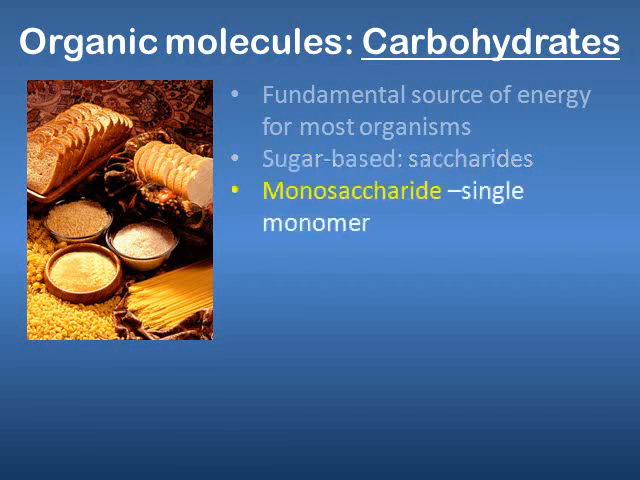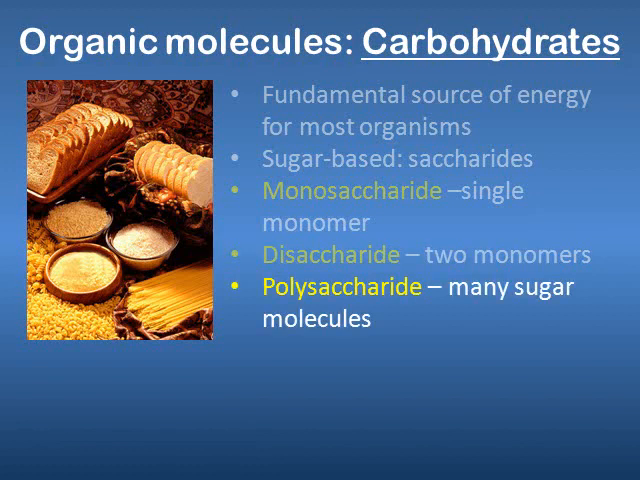Carbohydrates can occur as a monosaccharide, which is a single monomer, a disaccharide, which is two monomers bonded together, and as polysaccharides, the polymer of carbohydrates, which are many sugar molecules bonded together.